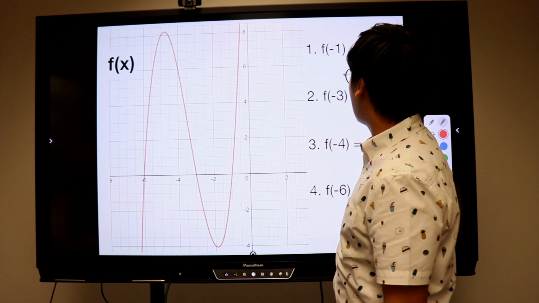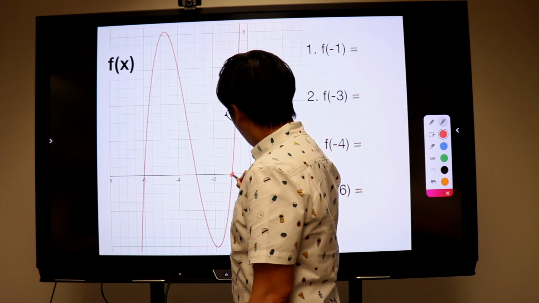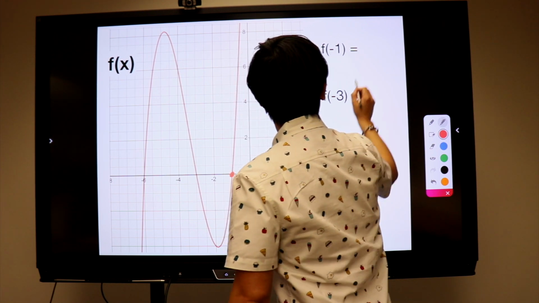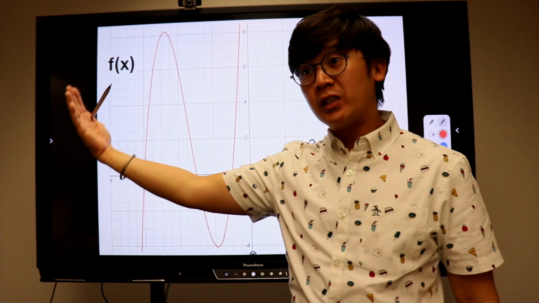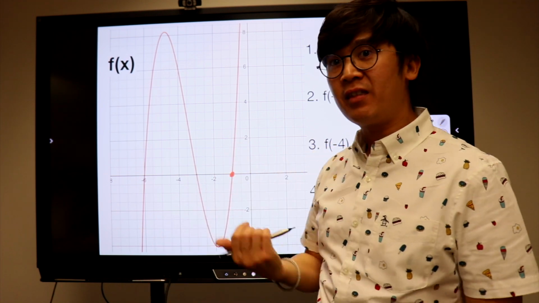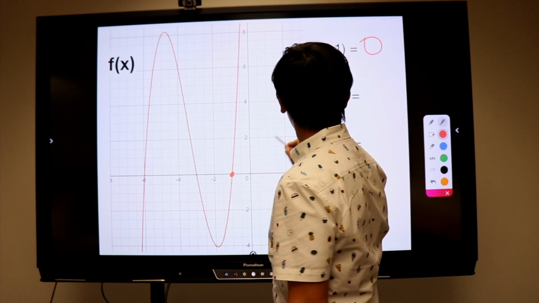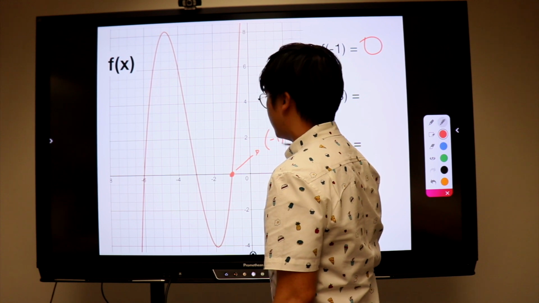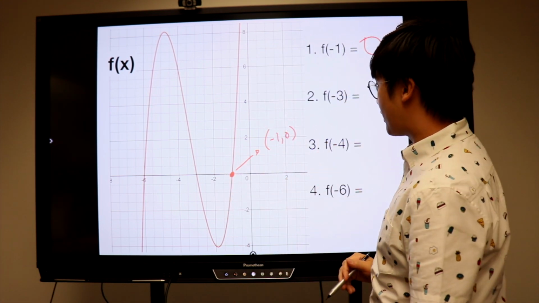If I'm asked to find f of negative 1, this is negative 1. At x equal to negative 1, what is my value of y? 0. And that's basically how you're solving some functions. Functions given an equation, you substitute. Function given a graph, you just look at the graph and make sure that you're using the right ordered pairs. So this one is going to be negative 1, 0. Right?